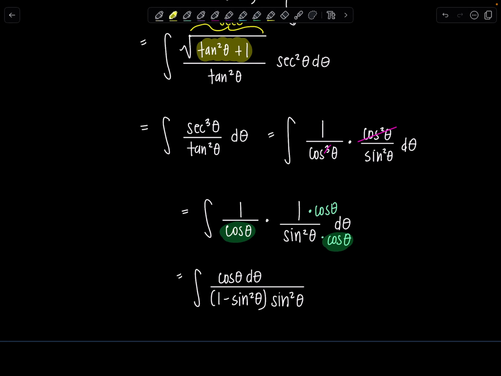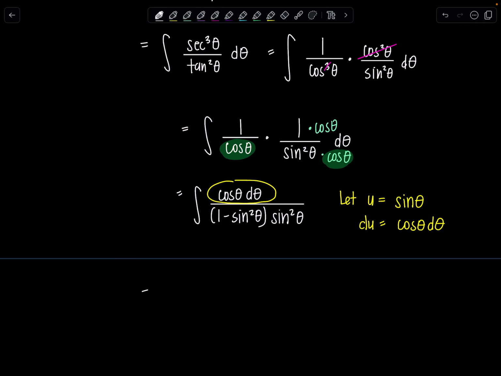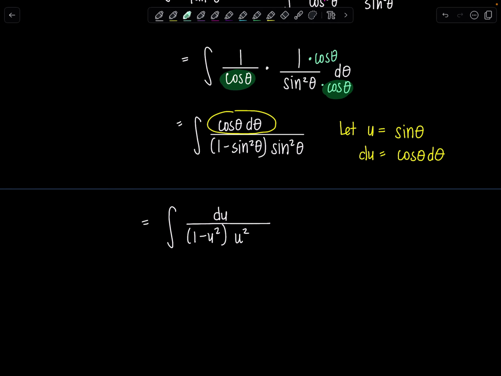This is perfect though, because now we can go ahead, let u be sine theta, not squared, just the function by itself. And then du is cosine theta d theta, which we made sure we had in the numerator. Perfect. So carrying on, we have du over 1 minus u squared times u squared. And yes, dun dun dun, it's time for partial fraction decomposition. Okay, so partial fraction decomp time.